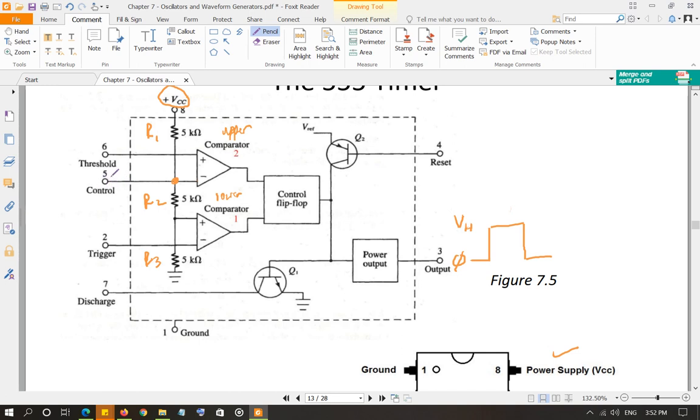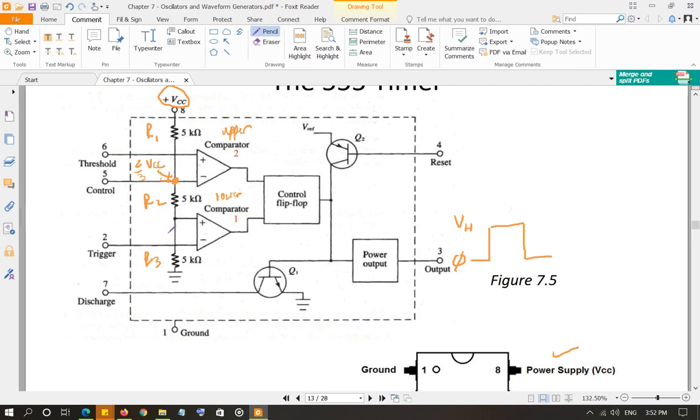There will be no signal coming from the control pin. That means the voltage is going to be divided through the network of these three 5 kilo ohm resistors, hence the name 555, remember. So what will be the voltage at this point? The voltage at the inverting terminal of the upper comparator is going to be the voltage across these two 5 kilo ohm resistors. That's going to be, using voltage division, 2/3 of VCC, right?